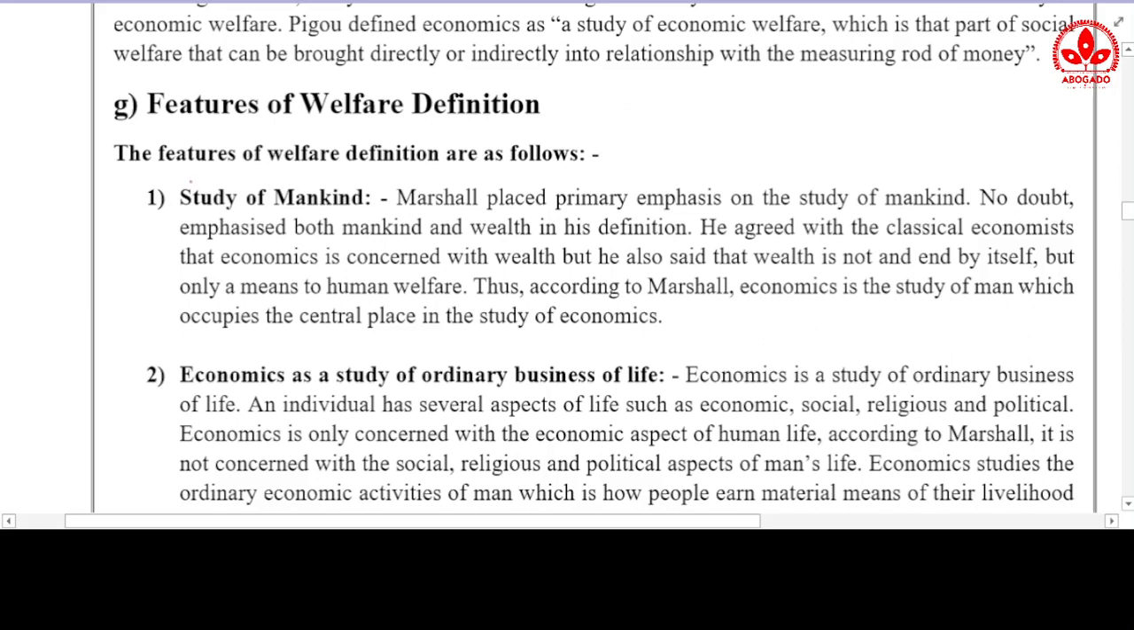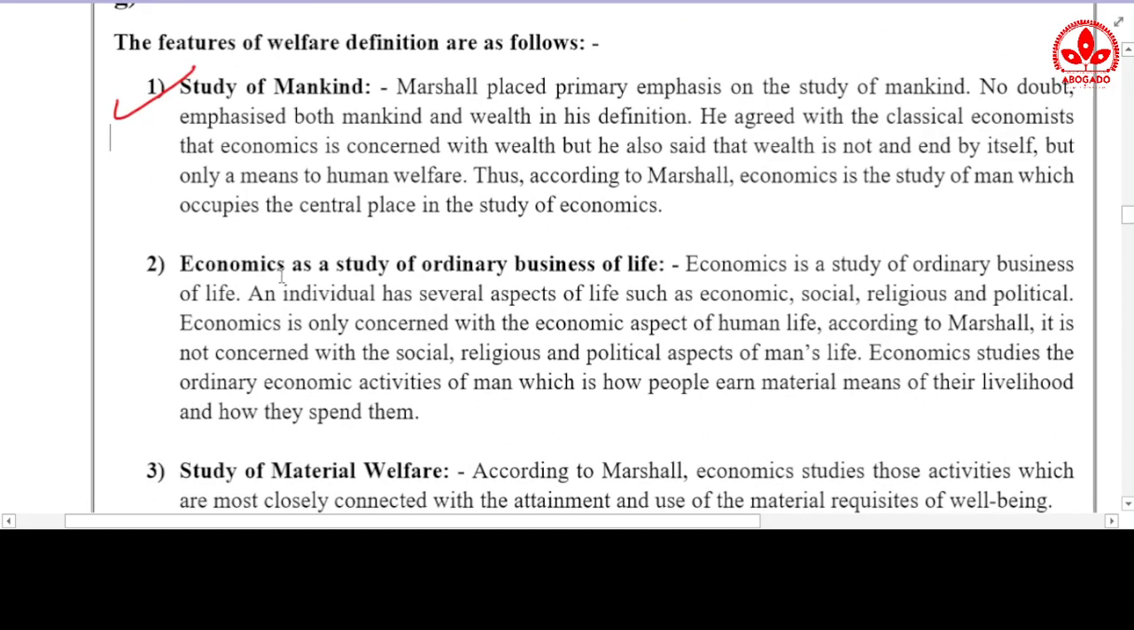So we know that the main focal point of Marshall's definition was that he considered economics as the study of mankind, or the study of human life. Okay, so he said two things. He also laid emphasis on the classical definitions that economics is, yes, a study of wealth, but he also added that it is the study of wealth along with the study of human welfare, or that portion of human life which is concerned with things like wealth. Okay, so this was the first feature of the welfare definition.